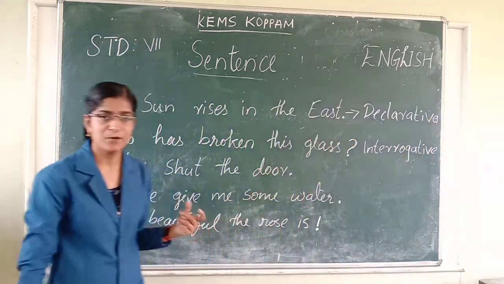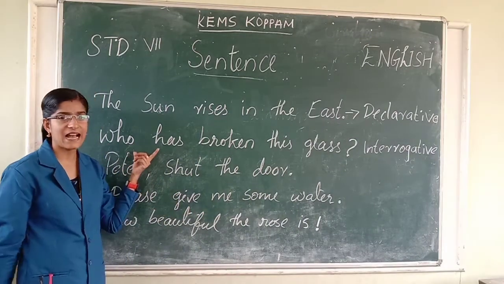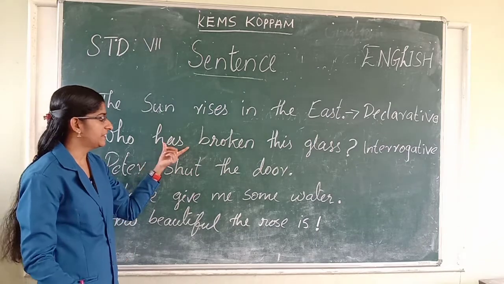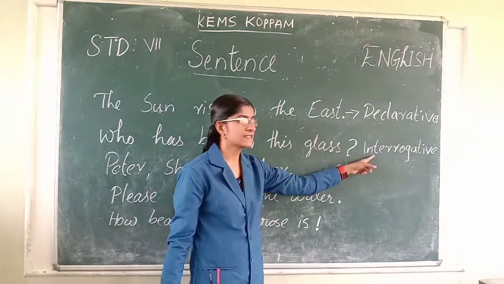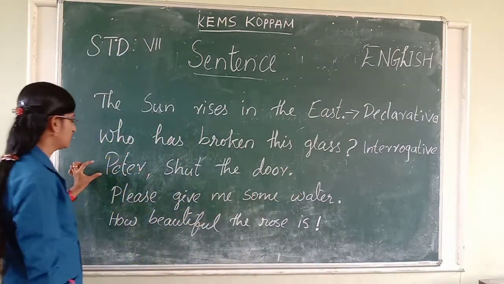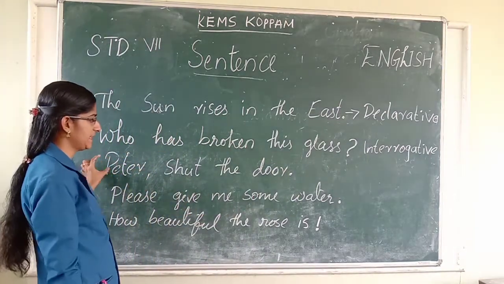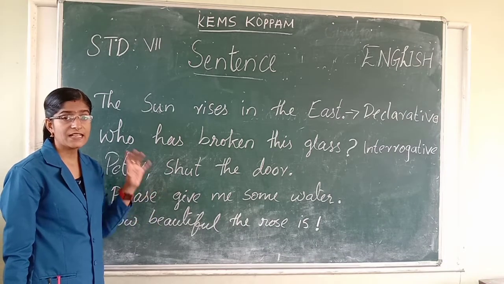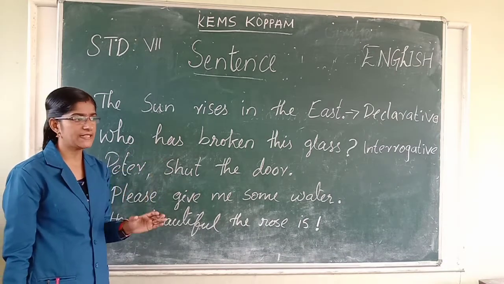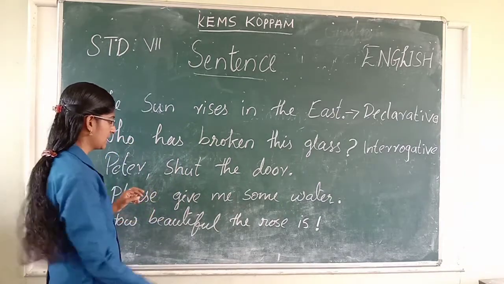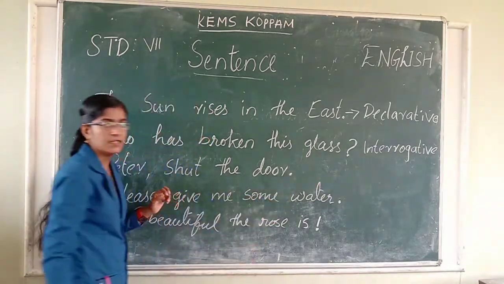So the second type of sentence, what is it? It asks us a question. So if it is a question, it is called interrogative sentence. Look at the next sentence. Peter, shut the door. Okay, it is a command, an order. Peter, shut the door. It is an order, a command, and it ends with a full stop.